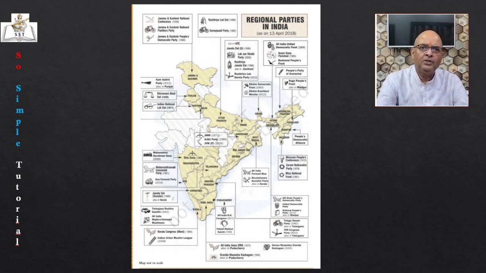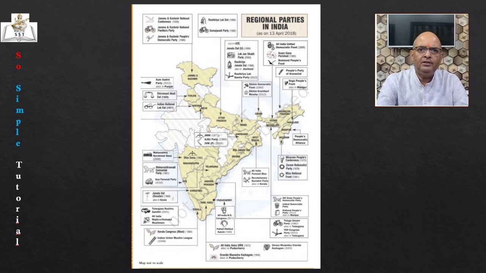Look at this map. Rajasthan, Gujarat, MP, Uttarakhand and Chhattisgarh have no regional parties, so there is a direct fight between BJP and Congress. Rest all states have regional parties. It is difficult to cover all the state parties, but let me quickly cover a few, at least 5.